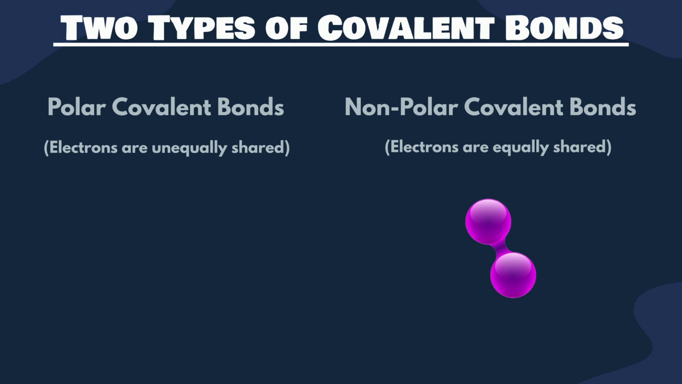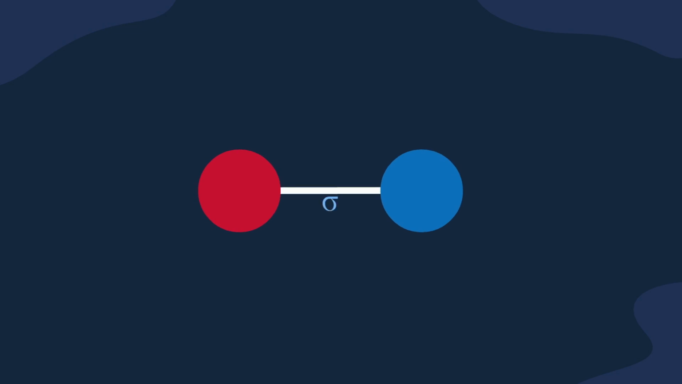An example of a polar covalent bond is in the compound carbon monoxide. Since oxygen has a higher electronegativity than carbon, the shared electrons will be more attracted to the oxygen atom. There are also different designations of covalent bonds. Sigma bonds are the strongest and the first covalent bonds to form. Pi bonds are weaker and formed afterward for double and triple bonds.